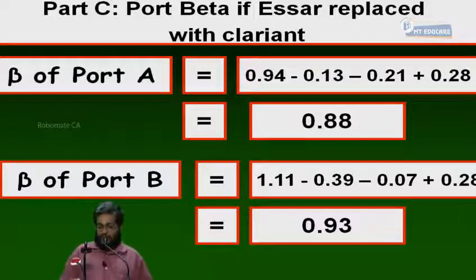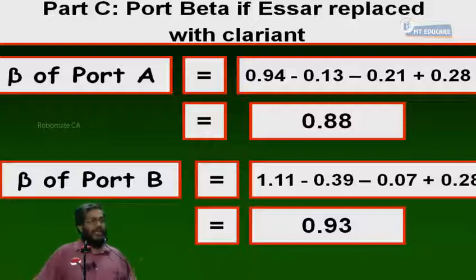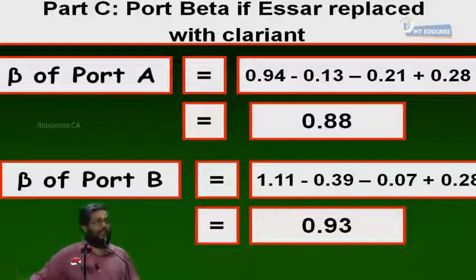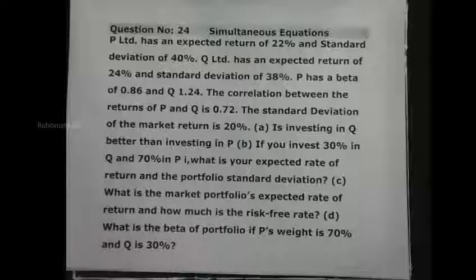Take question number 24, please. A past examination question. Take question number 24. This is the last sum in portfolio beta. Stop talking, please.